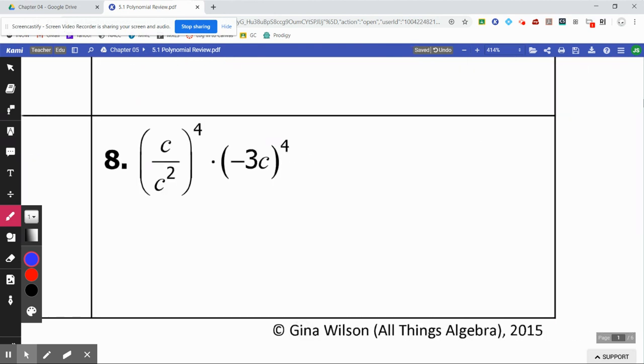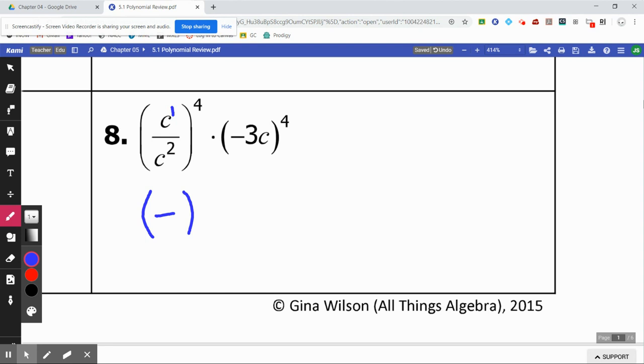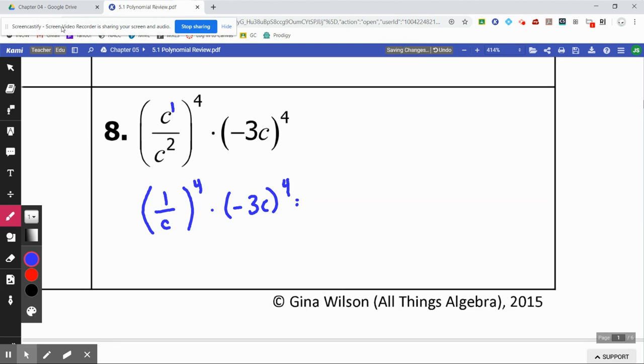Again, clean up the inside of these fraction bars first. So you have 1 c on top, there's 2 on bottom. Cancel them out, subtract. 2 minus 1 leaves you with 1 on bottom. So you have 1 over c to the fourth times, I'm just going to rewrite this because I'm going to have to raise that first one to the fourth anyway. So there's what you now have.